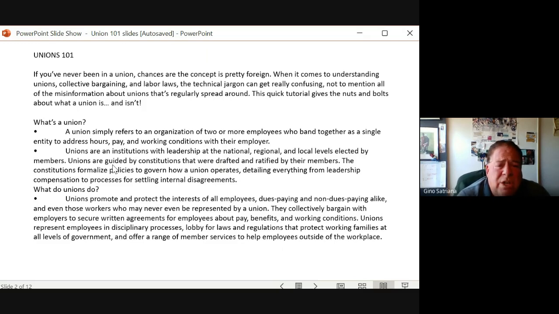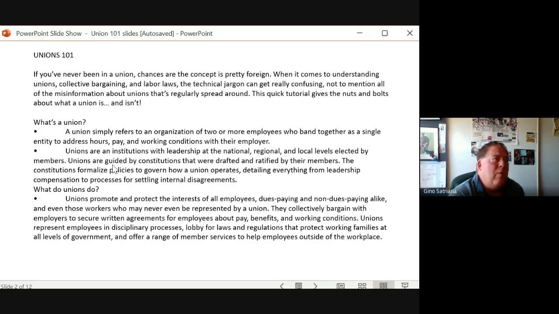So what do we do? We promote and protect the interests of all employees, dues paying and non-dues paying alike. There are some unions that are specifically specified as, for instance in our area, a teachers union, or there are PSRP unions. We here at Rio Rancho are wall-to-wall, so we represent not only the teachers, but EAs, custodians, social workers, things like that. That's what wall-to-wall is.